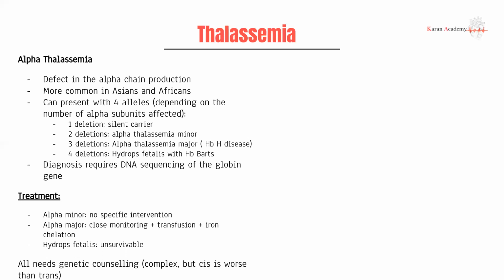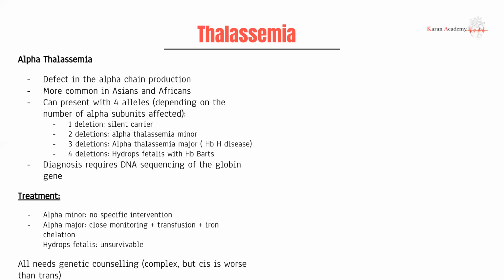You can have a single deletion or single gene deletion, and that's a silent carrier. Silent carriers are asymptomatic. With 2 deletions, you can have alpha thalassemia minor, mostly asymptomatic, but can be symptomatic in periods of stress or when the body is overwhelmed. With 3 deletions, you have alpha thalassemia major, and most patients would be symptomatic, but overall good prognosis. And if you have deletion to all 4, then that is called hydrops fetalis with HB Bart's, and it's considered unsurvivable.